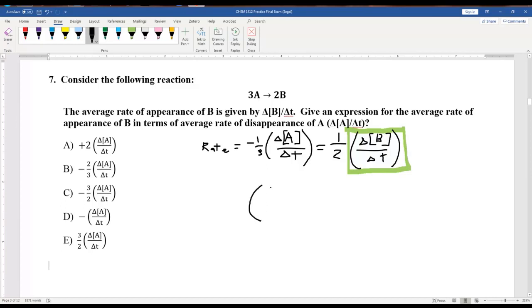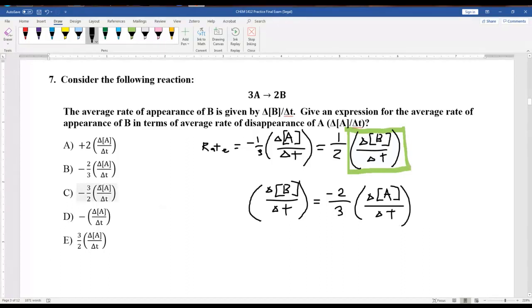All you have to do is multiply both sides by 2, and you'll get that the delta B over delta T, which is your rate of appearance of B, is equal to negative 2/3. I multiply both sides by 2 to cancel out the half. Negative 2/3 delta A over delta T. So that gives you this answer.